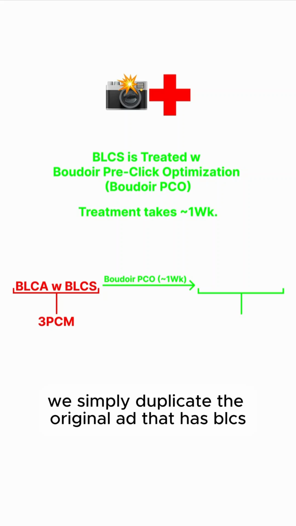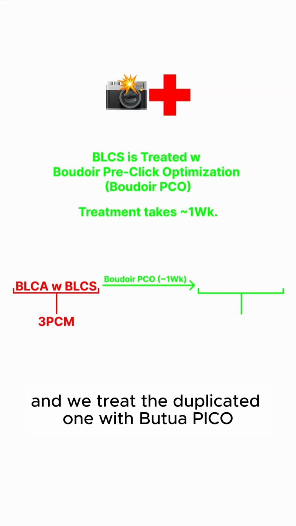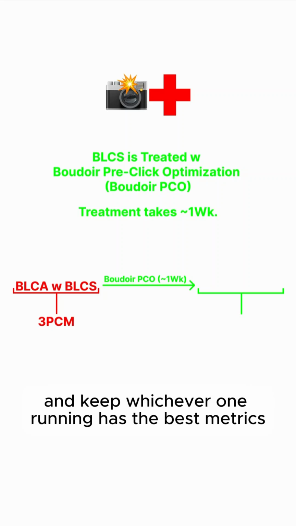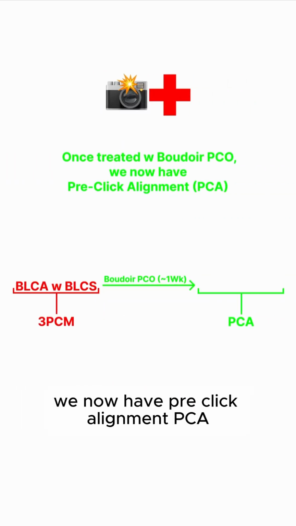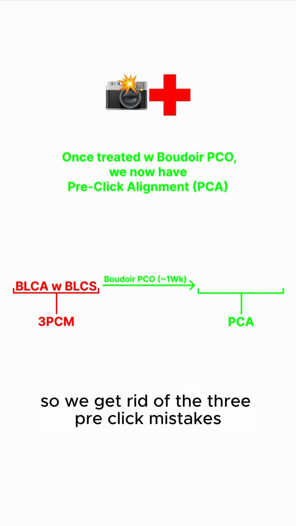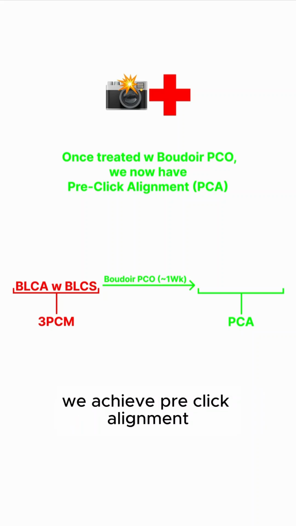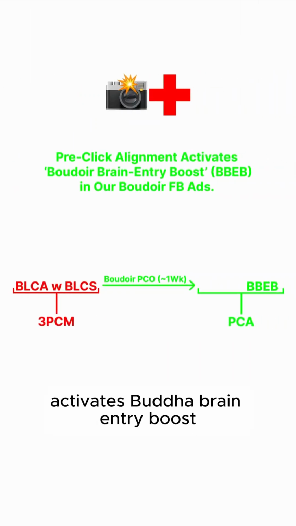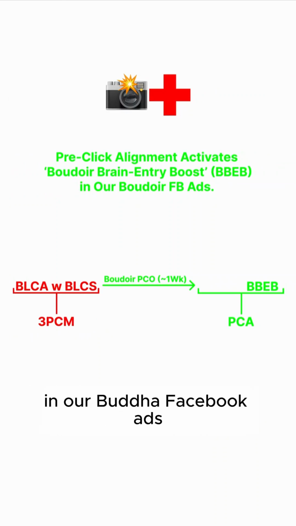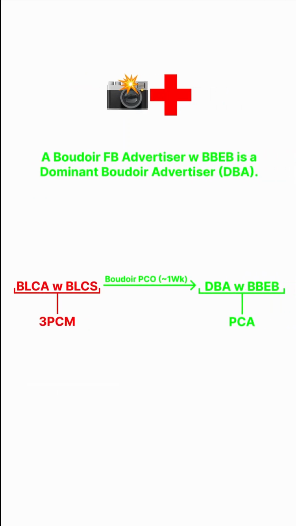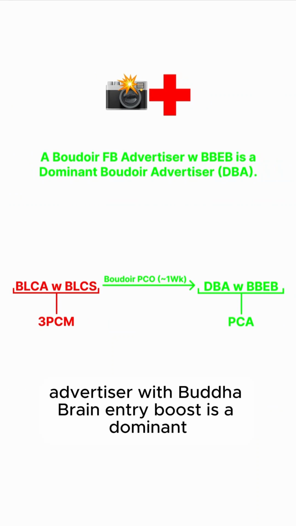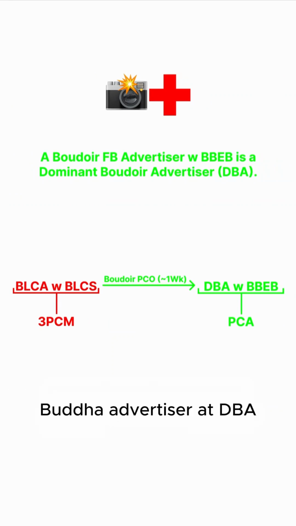We simply duplicate the original ad that has BLCS, and we treat the duplicated one with Boudoir Pico, run them in parallel, and keep whichever one has the best metrics. Pretty simple. Once we're done with Boudoir Pico, we now have pre-click alignment, PCA. So we get rid of the 3 pre-click mistakes. We achieve pre-click alignment, and pre-click alignment activates Boudoir brain entry boost in our Boudoir Facebook ads. Basically, we got our unique CTR all above 6%. We also know that a Boudoir Facebook advertiser with Boudoir brain entry boost is a dominant Boudoir advertiser, a DBA. So this is our full universe.